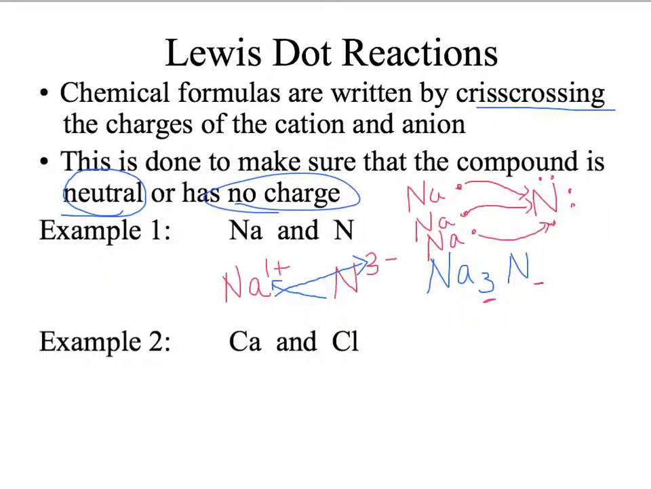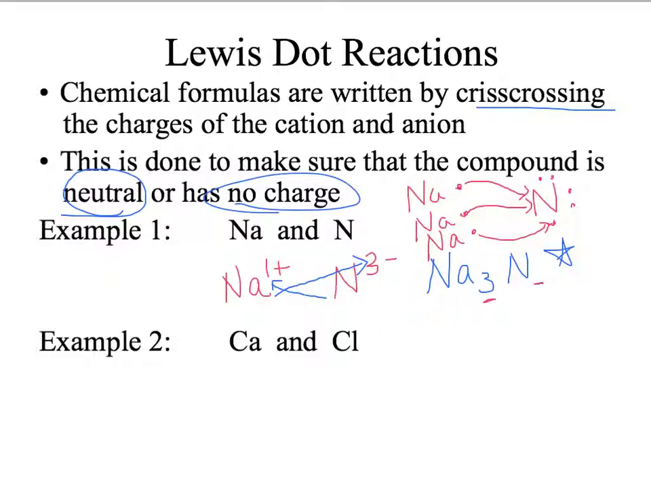Nitrogen is now going to have 8 electrons around it, so it's got its octet. Sodium needs to lose its 1 valence electron, and it's happy. So that is a Lewis dot reaction for sodium nitride. The important thing here is getting the formula, because if you don't have the formula right, then you won't be able to get your picture right.